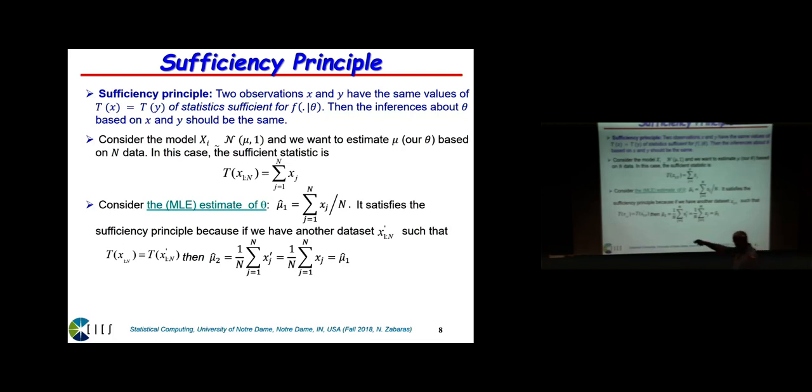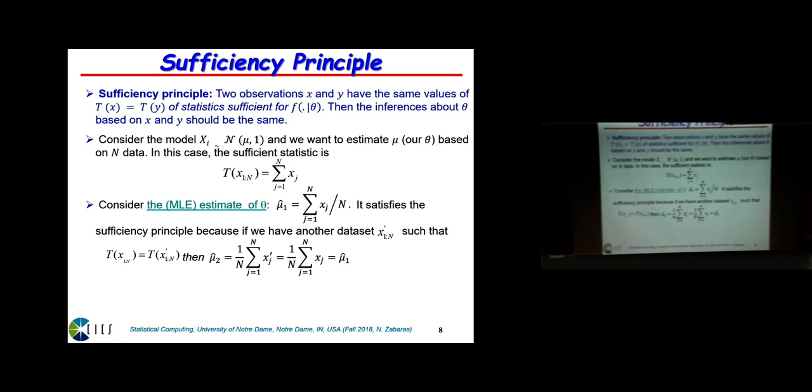So you collect data, x1 to xn, and then another collection, x1 prime to xn prime, and these two data sets have the same sample mean. So what I'm asking you: does the MLE estimate satisfy the sufficiency principle? The sufficiency principle says that the parameters theta only depend on the sufficient statistic. So if I have two data sets that make the summation of xj the same, does the MLE estimate satisfy the sufficiency principle?